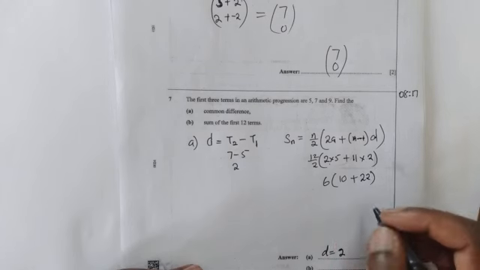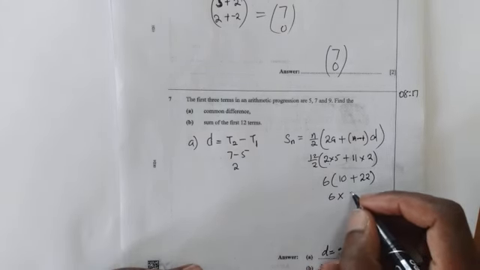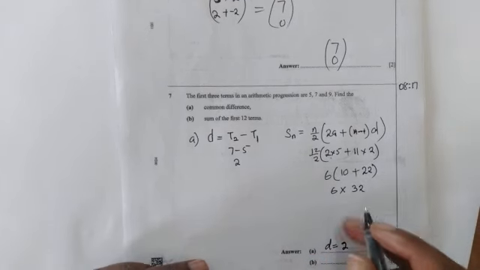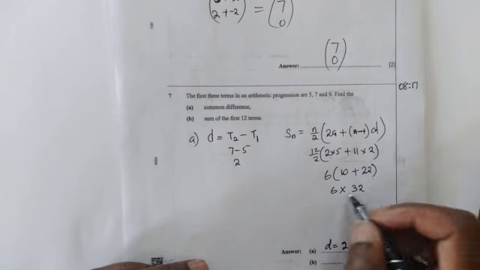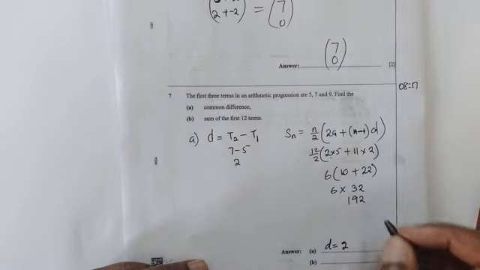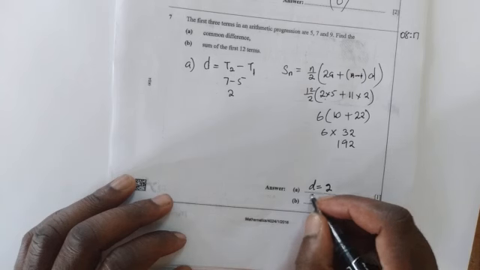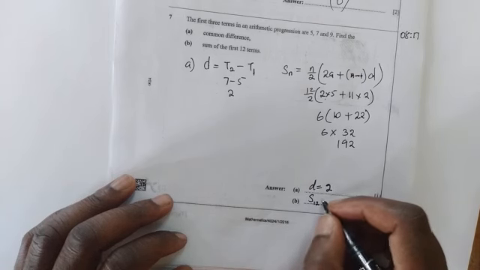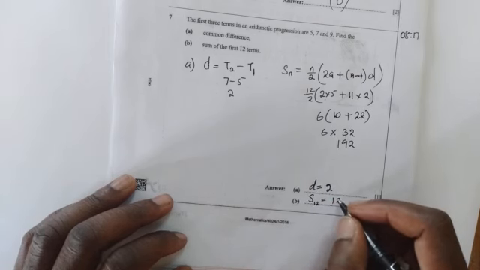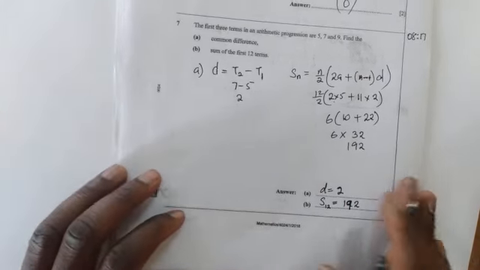22. We have 10 plus 22, then this is going to be 6 multiplied by 32. When you add 10 plus 22, it gives you 32. And what are you going to get? This is going to give you 192. So here the sum of the first 12 terms is 192.